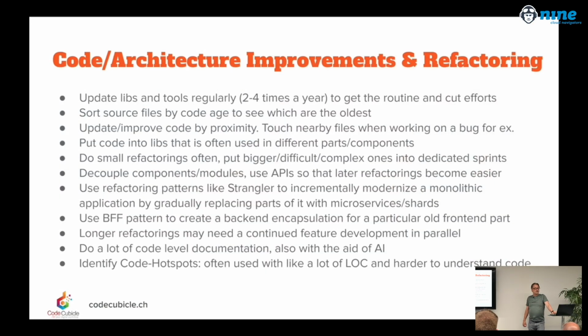Then what can you do on the level of code architecture? Should you refactor? That's always the big question, right? Well, I think before you do that, just look at the other things, like updating libs, tools, that kind of stuff. Maybe language versions, right? Just do it regularly. Do it like 2 or 4 times a year. Don't do it just once a year or once every 2 years.